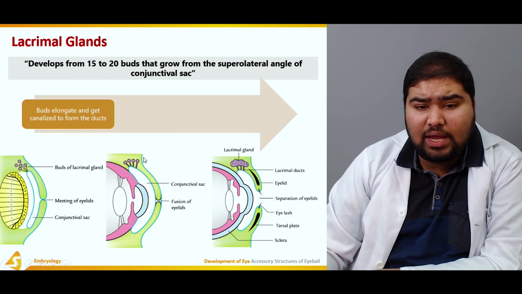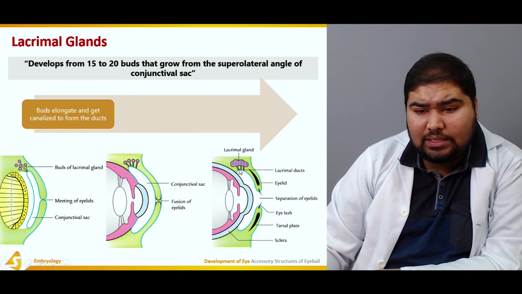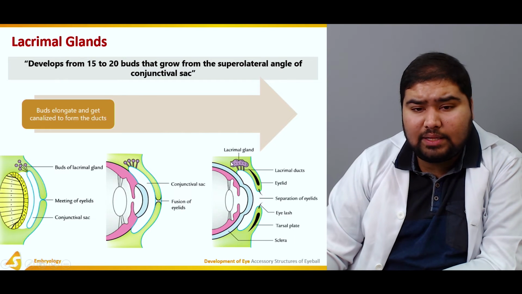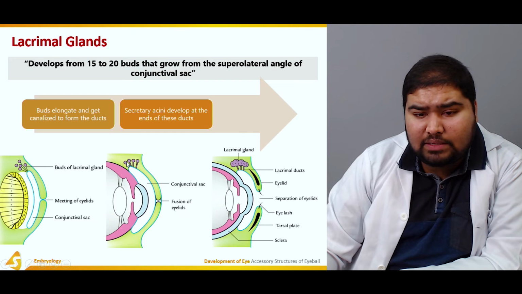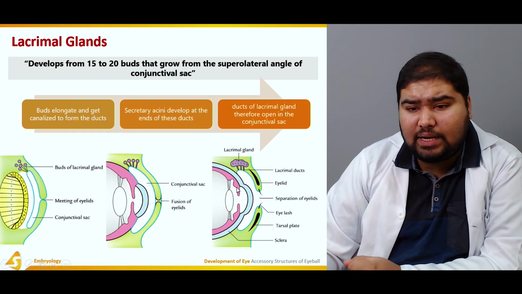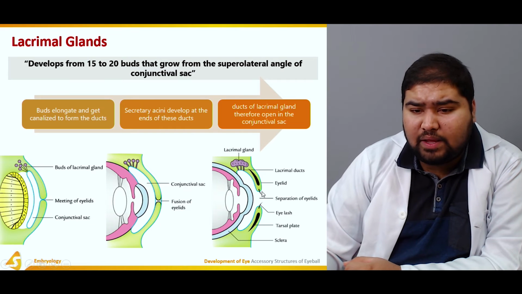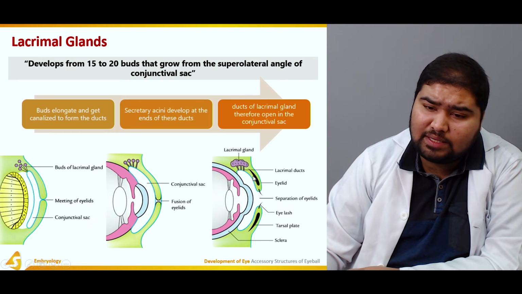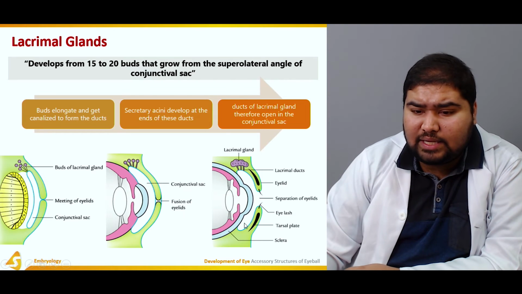So buds elongate and get canalized. So this is the elongation of the bud. Now they get canalized. Here you can see the canalization of the buds. Secondary acini develop at the end of these ducts. And finally the ducts of the lacrimal gland open into the conjunctival sac. Here you can see this is the already formed conjunctival sac. Now in the mesenchyme we have the tarsal plate and the eyelashes, and in this conjunctival sac there is the opening of the lacrimal gland.